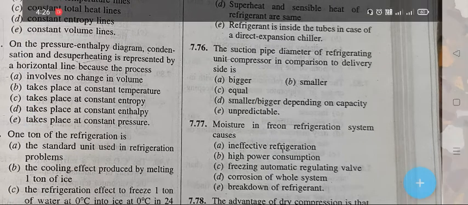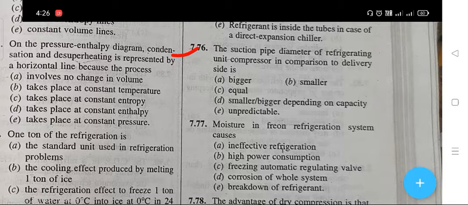Next question is the suction pipe diameter of refrigerating unit compressor in comparison to delivery. The right answer is A, bigger. Next question, moisture in a Freon refrigeration system causes. The right answer is C, that is freezing of the automatic regulating valve.